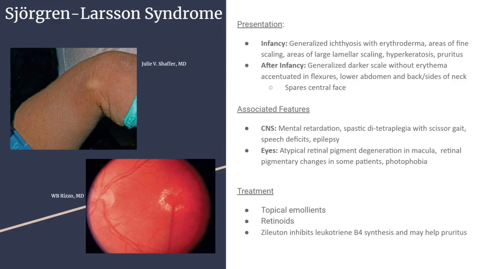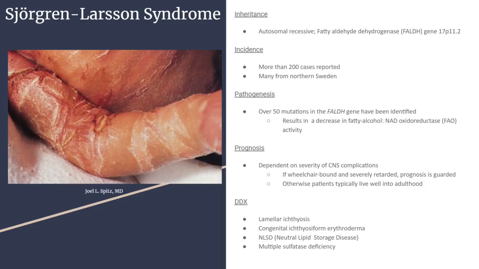One interesting thing to note here is that zileuton can be helpful in reducing leukotriene B4 synthesis, and that helps with pruritus. That plays a little bit into the mechanism that we'll talk about. Ultimately, what you'll note is that it's an autosomal recessive disease. The gene is the FALDH gene, at 17p11.2. It's a rare disease, but still relevant. 50 mutations in the FALDH gene have been identified, and this results in decreased fatty alcohol NAD oxidoreductase activity.